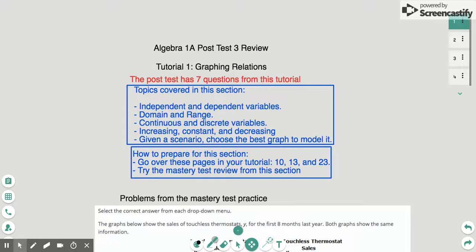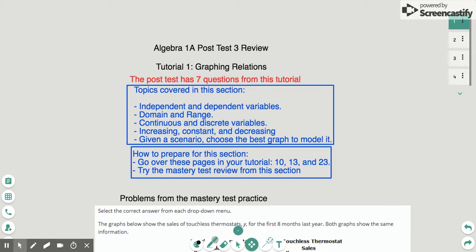Hello, in this video we will go over practice problems that will help you prepare for your Unit 3 post-test. In this video we're going to focus on the first tutorial, graphing relations. You will have 7 questions from this section on the post-test.